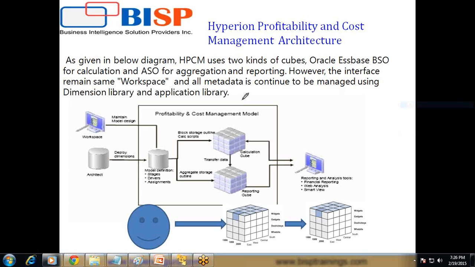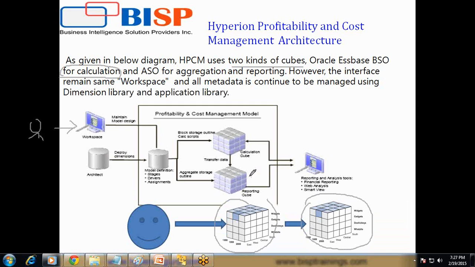This is a slide which talks about the same thing in an even more detailed manner. You see your interface is workspace. As in the given diagram, HPCM uses two kinds of cubes, BSO cube and ASO cube. Block storage is where all calculation takes place. All aggregation and reporting is done in ASO from a performance point of view. These are all clubbed together as one common unit where your block storage and aggregate storage fall. The user sees data through ASO, but behind the scenes all the calculation takes place in BSO. All reporting is done with the ASO cube.